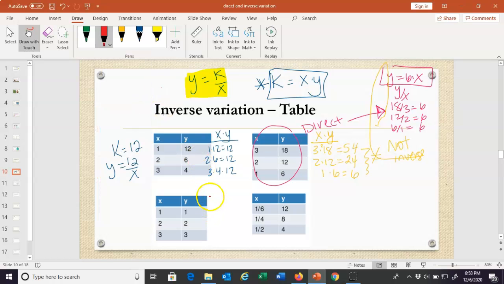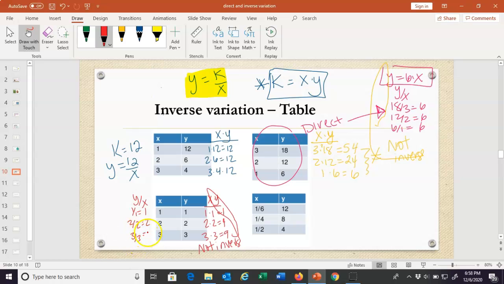All right, let's do the bottom one. We're going to check for inverse. So 1 times 1 is 1. 2 times 2 is 4. And 3 times 3 is 9. So this is definitely not inverse because this value is not constant. It's changing. So we could check direct. Y over x. 1 divided by 1 is 1. 2 divided by 2 is 2.